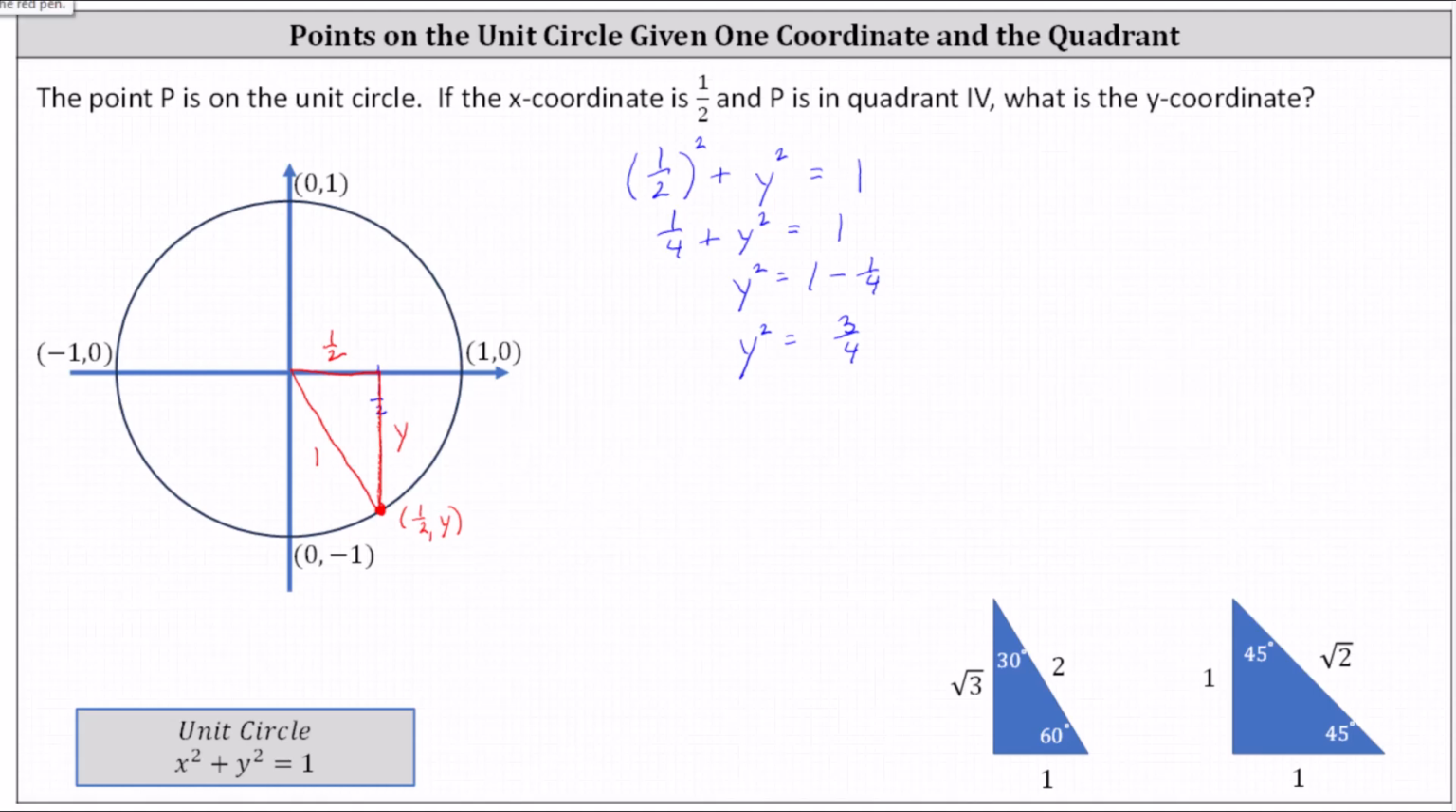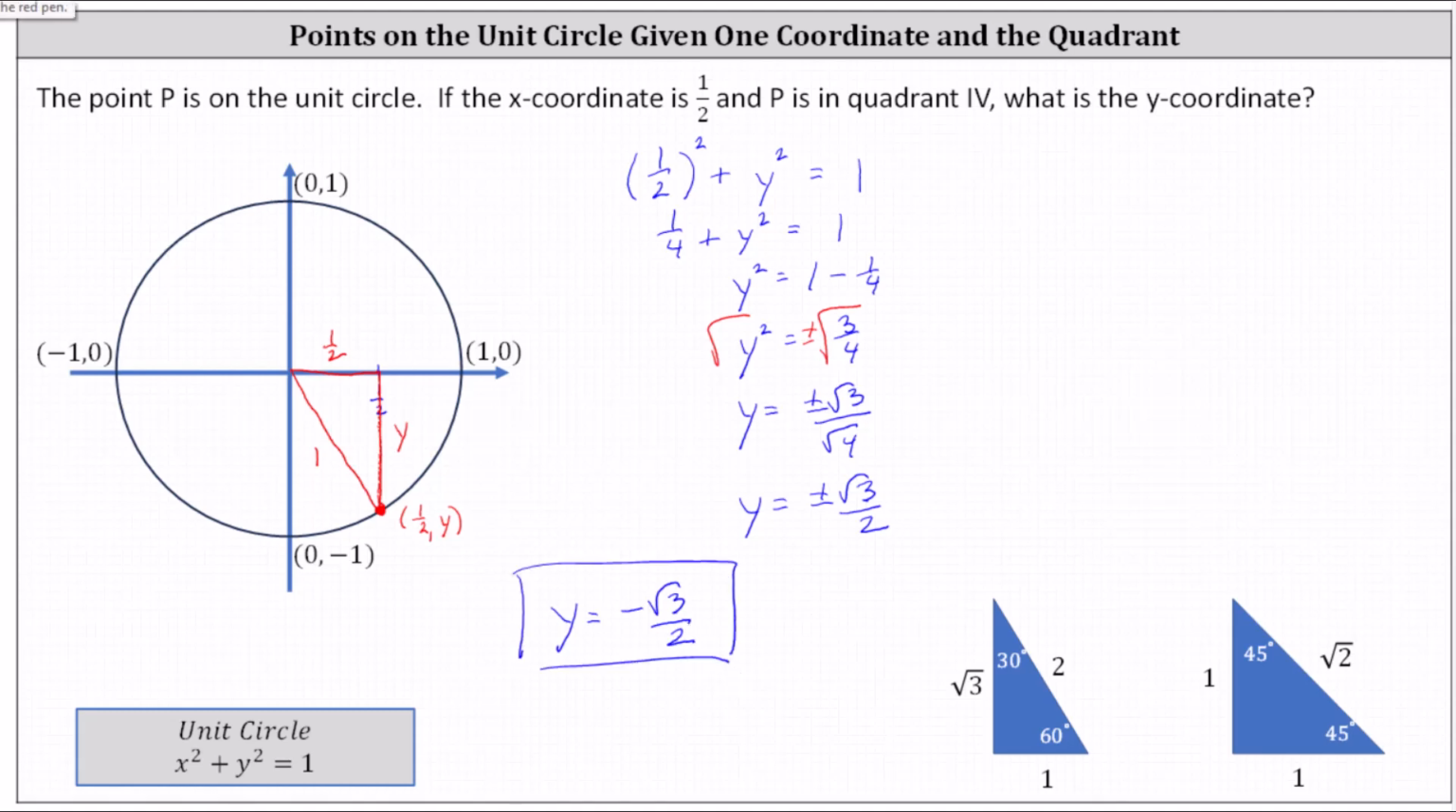To get both solutions, we take the square root of both sides of the equation and include a plus or minus on the right. Simplifying, the square root of y squared is y equals plus or minus the square root of 3 divided by the square root of 4. Square root of 4 is equal to 2, giving us y equals plus or minus the square root of 3 divided by 2. And again, we're looking for the y value in the fourth quadrant where y is negative, and therefore we have y equals negative square root of 3 divided by 2.